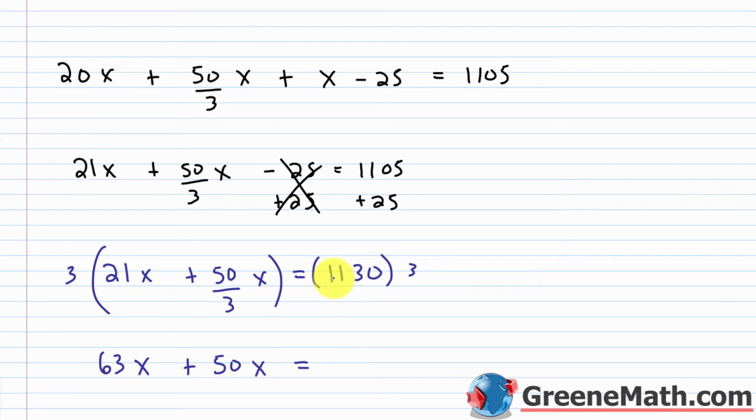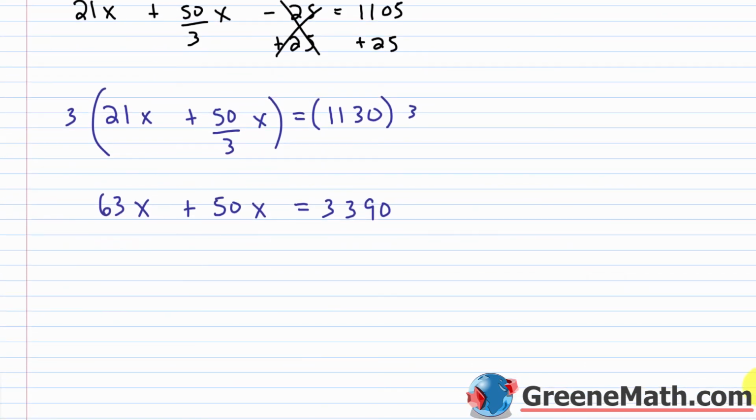Well, if I think about 3 times 1,000, that's 3,000. 3 times 100 is 300. 3 times 30 is 90. So that would be 3,390. All right, so let's continue now.